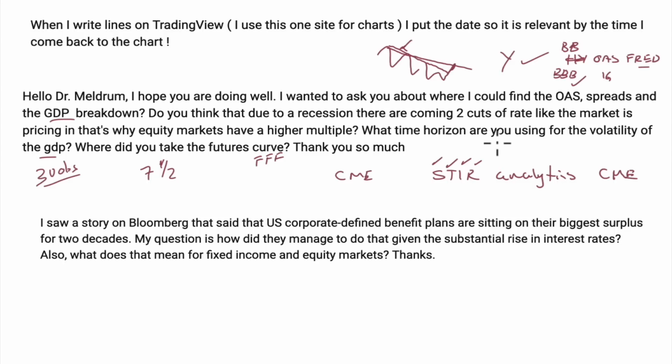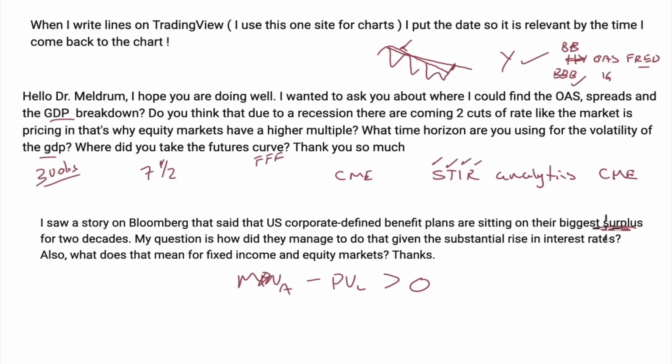I saw a story on Bloomberg that said the U.S. corporate defined benefit plans are sitting on their biggest surplus. Surplus is just, if you look at the present value of the assets, or more commonly the market value of the assets, minus the present value of the liabilities. If it's greater than 0, that is a surplus, or at least we'll call it a surplus. A surplus could be a negative amount.